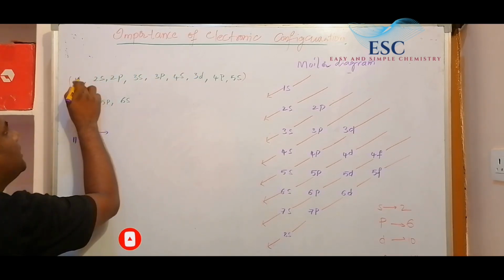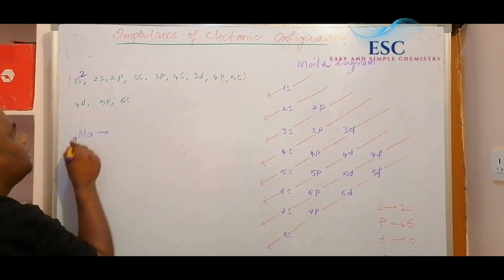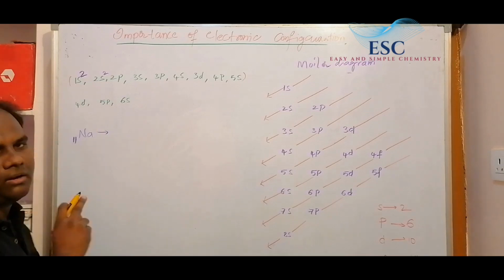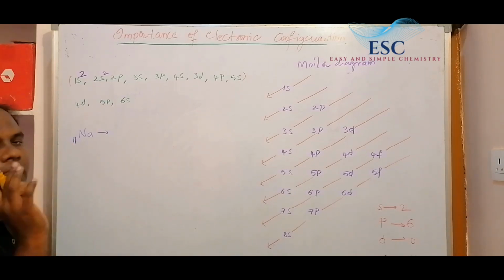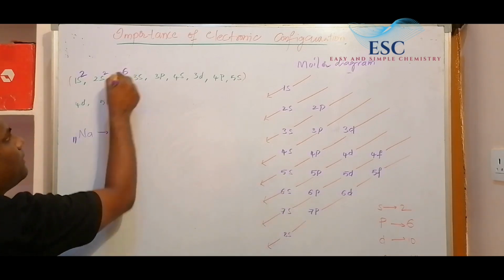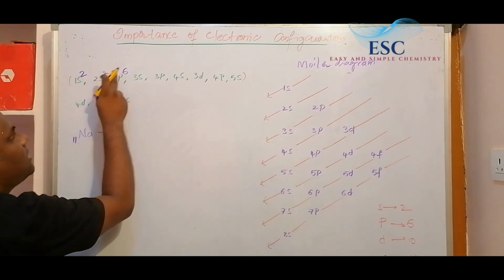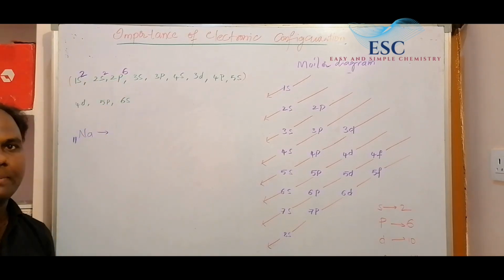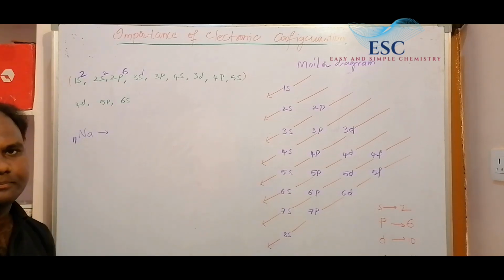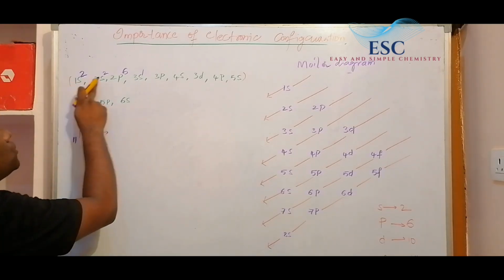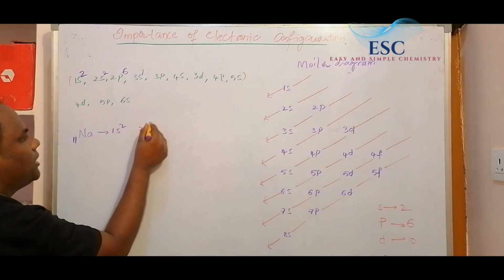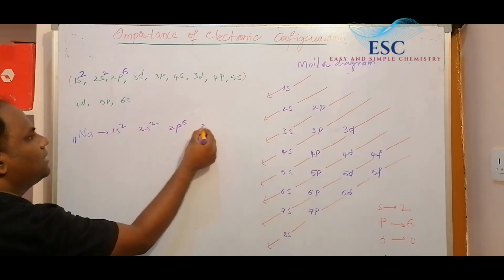Eleven means in the s orbital the maximum filling is 2. How many electrons are completed here? 4 electrons completed, remaining 5. In the p orbital the maximum filling is 6, p6. So 2 plus 2 plus 6, 10 electrons are completed. The remaining 1 electron goes in 3s. What is the configuration? 1s2, 2s2, 2p6 and 3s1.